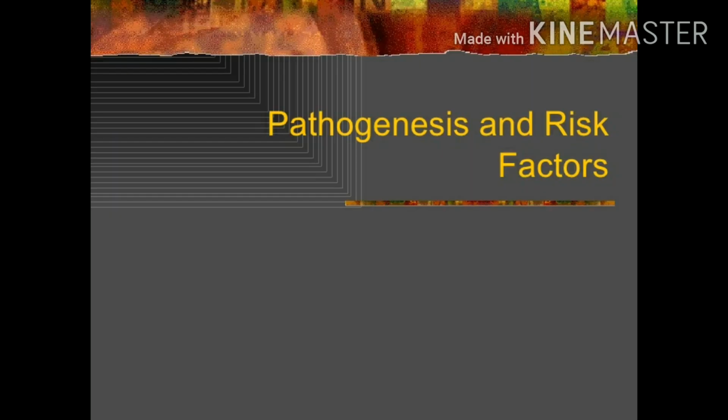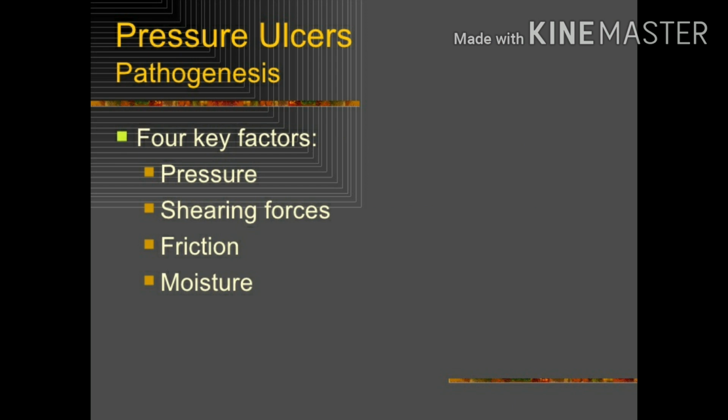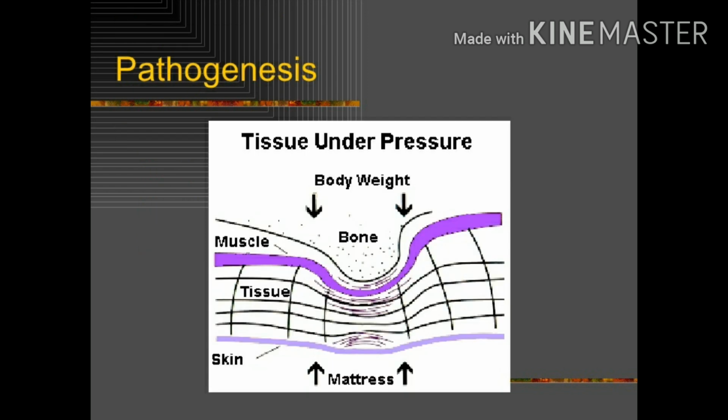Now continuing with the pathogenesis and risk factors for the development of bed sores. There are mainly 4 factors which are responsible for development of bed sore, that is pressure, shearing forces, friction and moisture. This diagram is showing how a pressure point develops because of the compression between the bone and the bed, or you can say mattress.